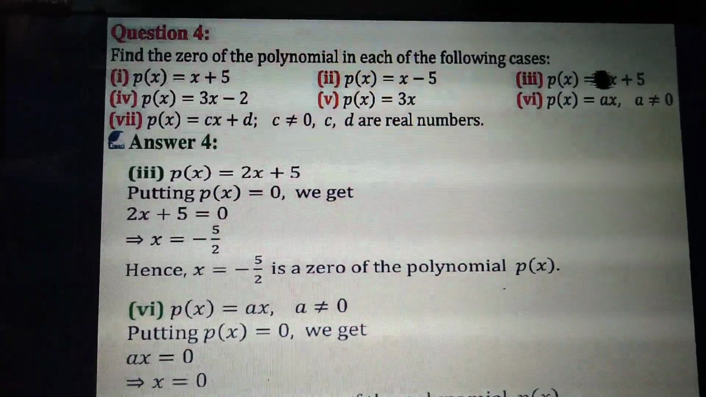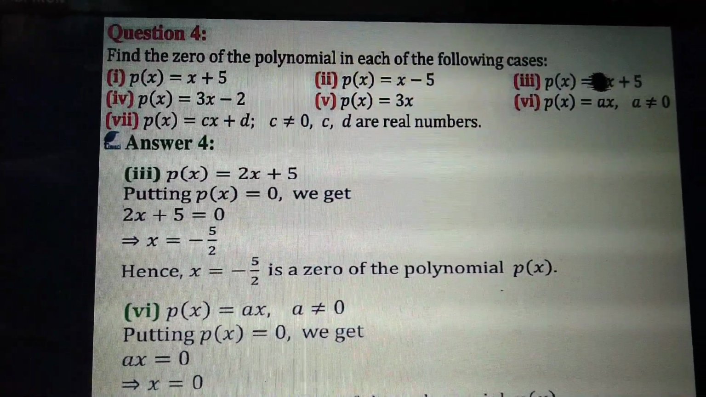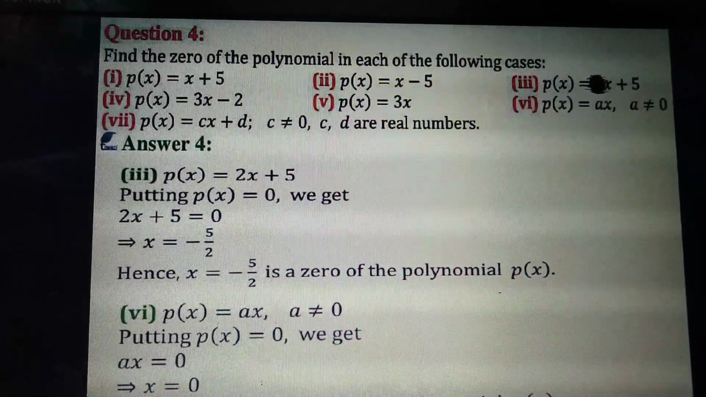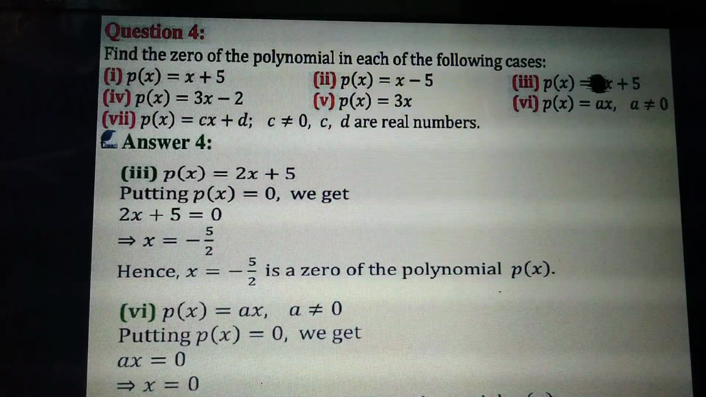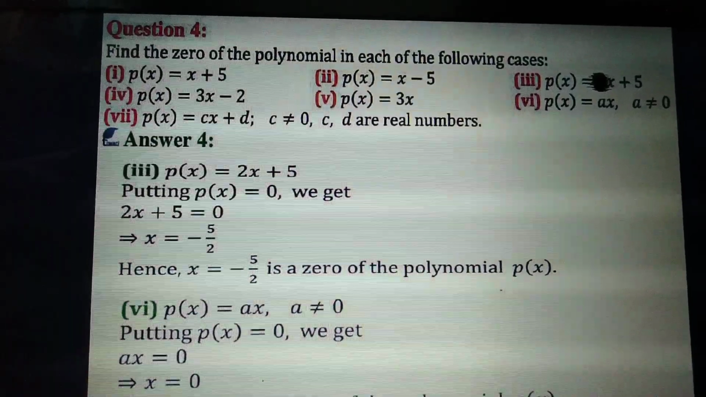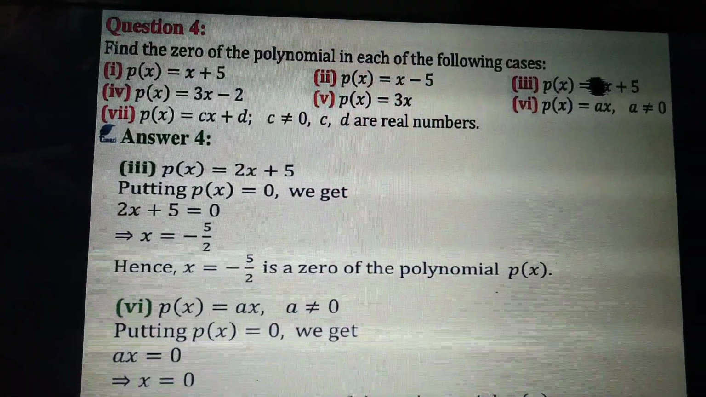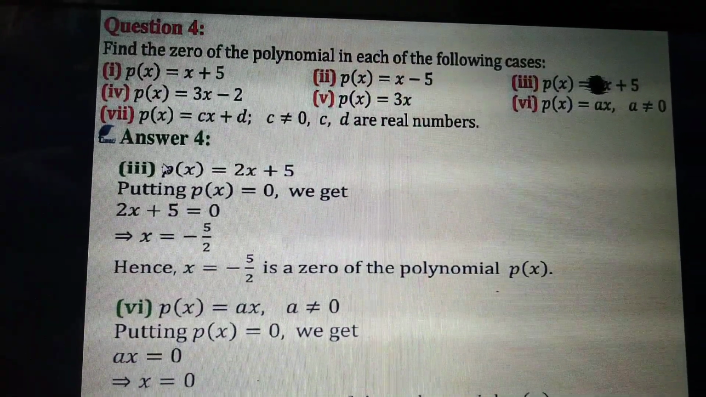Next, fourth question. Find the zero of the polynomial in each of the following cases. Zero of the polynomial means finding the solution of the equation, that is solving the equation. Here I am going to explain third sum and sixth sum. Do the remaining sums as homework.